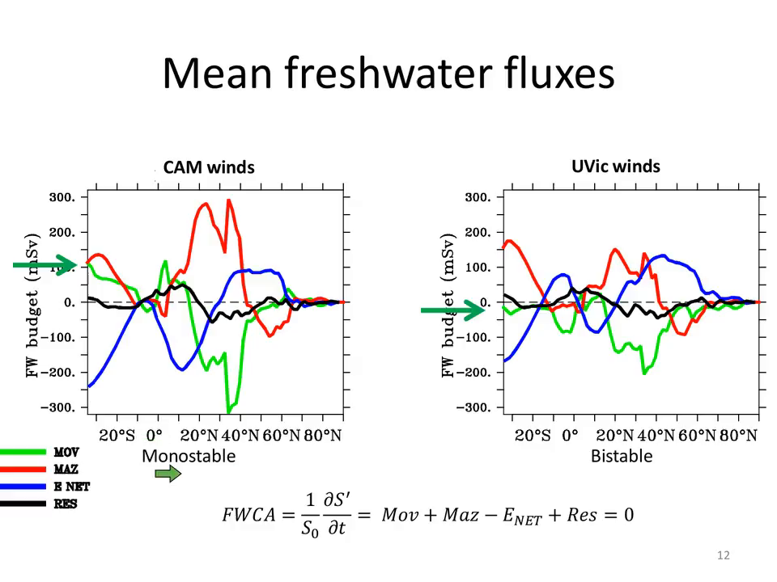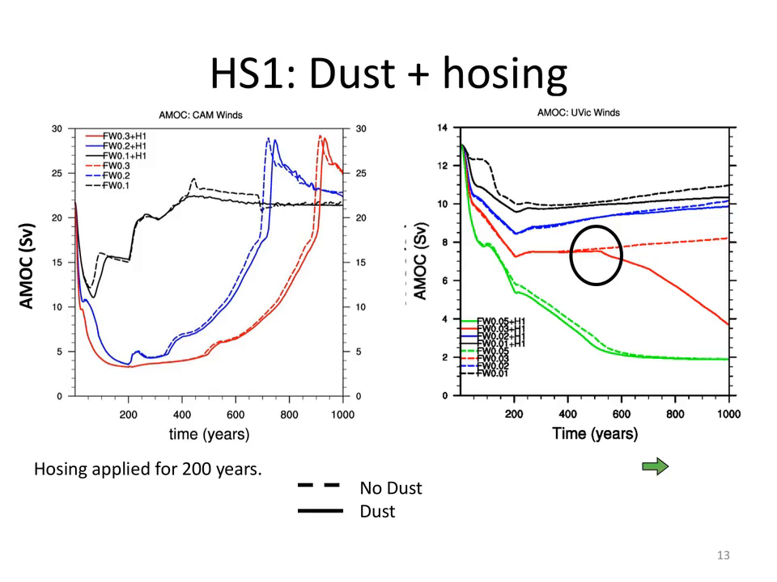what can be described as a monostable mean state, whereas in the UVic winds we have a negative MOV here, so it could be a bistable effect here due to the export of freshwater. And this is important to understand when we're applying hosing.